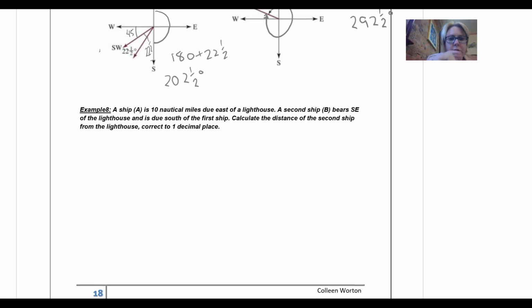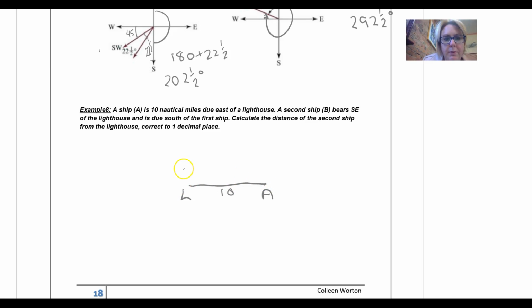Well, have a look at this question. Part of the problem people have is getting the diagram. So it says a ship is 10 nautical miles, it could be 10 kilometres. That's just the distance we use for aviation. A ship A is 10 nautical miles east of a lighthouse. Lighthouse, ship A, 10. It's east of L.